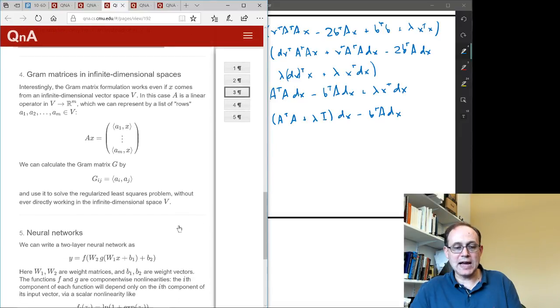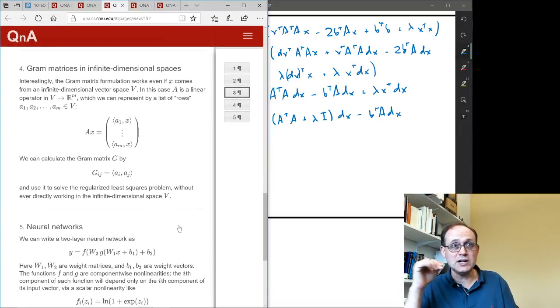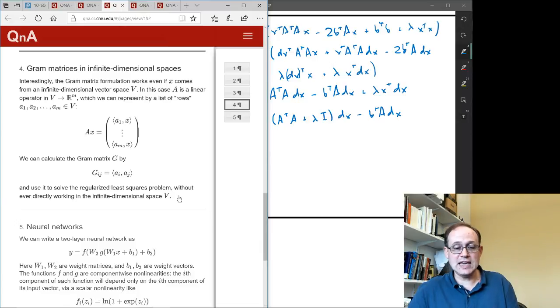And just to give you more practice with infinite dimensional vector spaces, we could think about the case where A, instead of being a matrix, is a linear operator from an infinite dimensional vector space V to Rm. In that case, we can represent A using a bunch of vectors in V. So AX is going to be, the first component is the inner product of A1 with X, and so on to the mth component being the inner product of AM with X. That's a general representation of a linear operator that maps V to Rm.